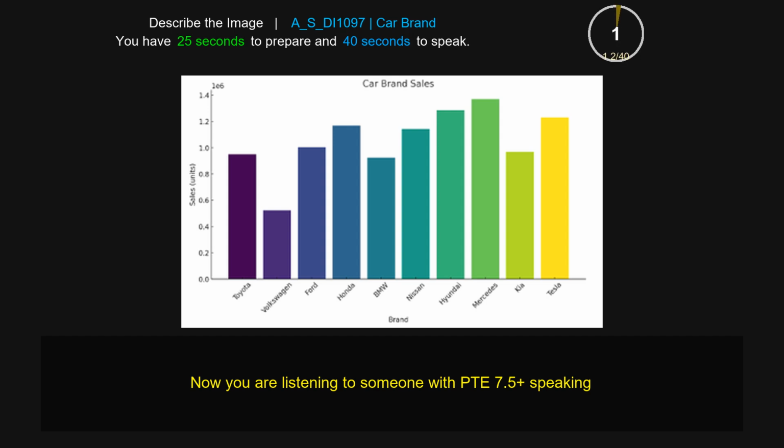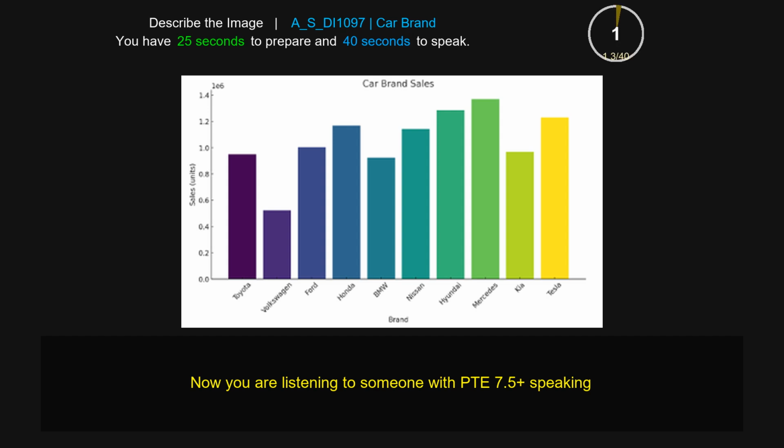The following bar chart gives information about car brand sales. As we can see from the picture, the largest amount is for Mercedes, which is around 1.4, followed by Hyundai with an amount of 1.2. In Kia, the value is lower, which is 1.0, and the lowest value is for Volkswagen, which is around 0.5. Then we have as well Toyota, Kia, Tesla, BMW. To sum up, this graph gives information about car brand sales.